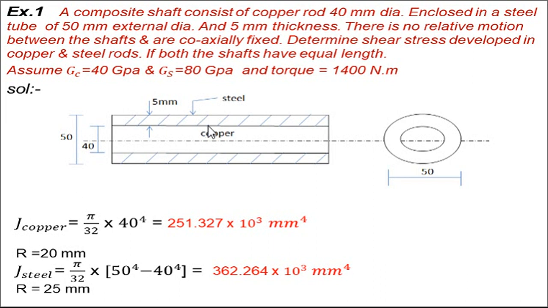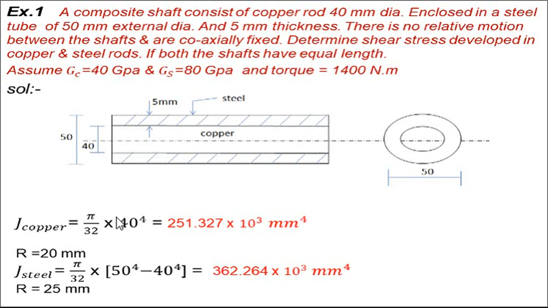So for the first material, that is copper, J copper means the polar moment of inertia for the copper material. We have the formula pi by 32 into d raised to 4. The diameter of the copper shaft is 40 mm, so let us put it into this formula: pi by 32 into 40 raised to 4. After solving this, we get the answer 251.327 into 10 raised to 3, and the unit of the polar moment of inertia J is mm raised to 4. The diameter is 40, so obviously the radius of that inner shaft is 20 mm.